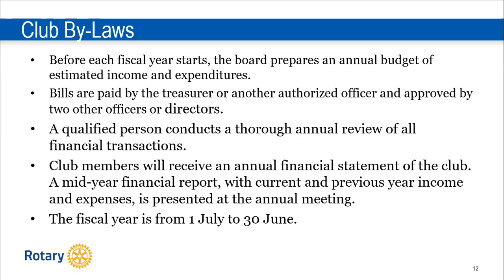You might want to have a qualified person conduct a thorough annual review of all of the financial transactions to make sure they were authorized and they're in line with the budget. The treasurer should be watching the expenditures to make sure you're within the approved budget. Club members should be getting an annual financial statement of the club and a mid-year report, so make sure your treasurer or whoever is doing the finances is able to prepare that. As a president, you might want to see that monthly, or at least see the bank statement monthly to make sure your expenditures are in line with what was approved. The fiscal year is from July 1st to June 30.